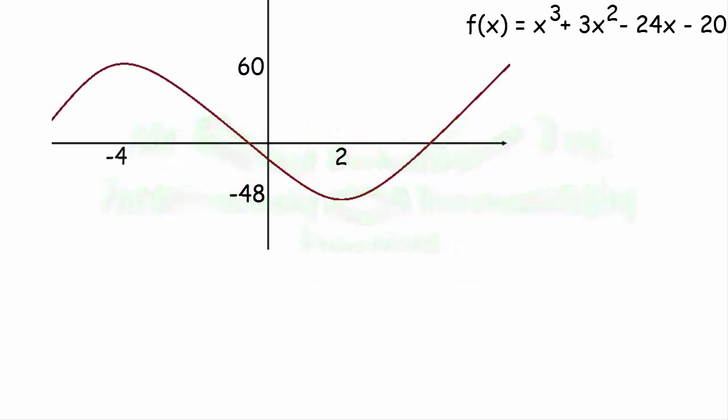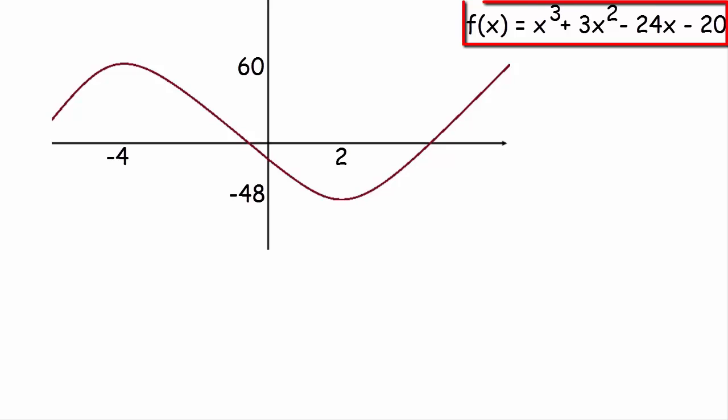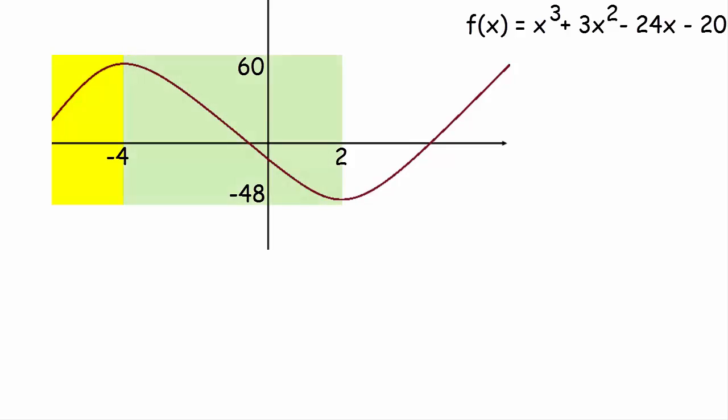Consider the graph of the cubic function f of x equals x cubed plus 3x squared minus 24x minus 20. We can see from the graph that it increases from negative infinity to negative 4, decreases from negative 4 to 2, and then increases again from 2 to infinity.